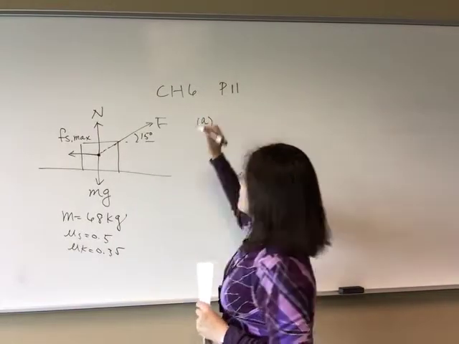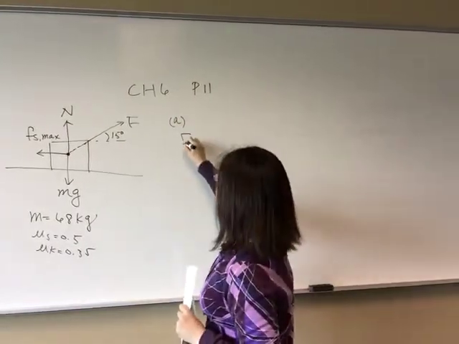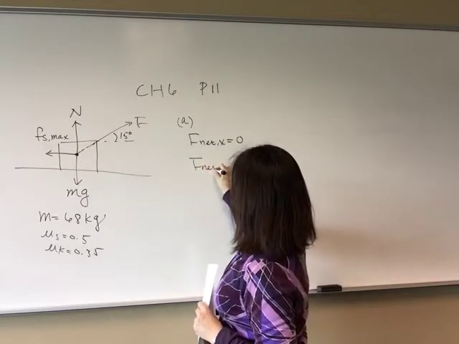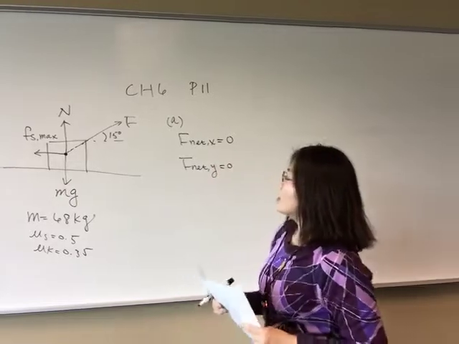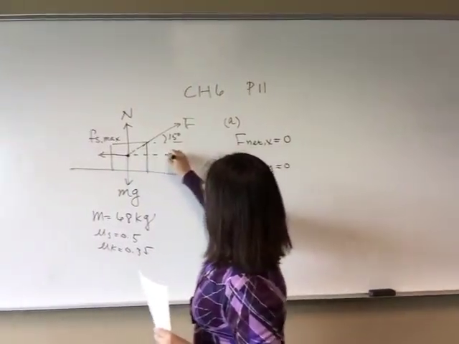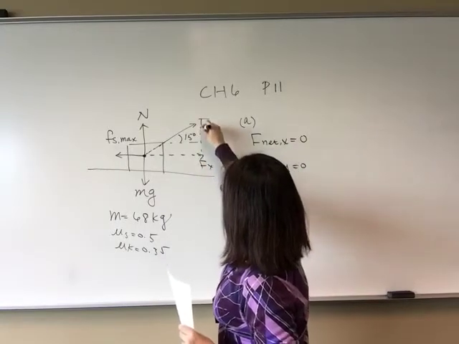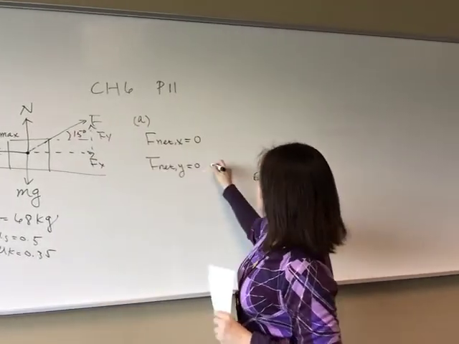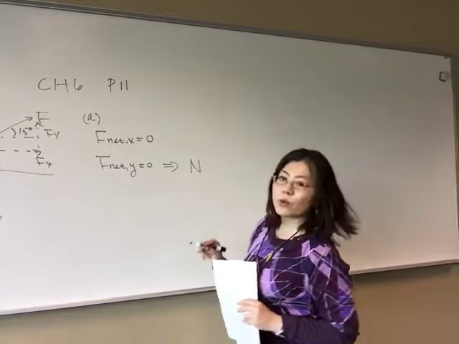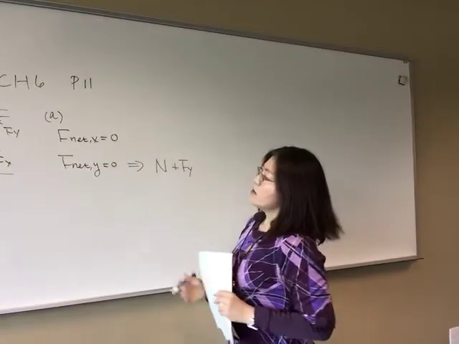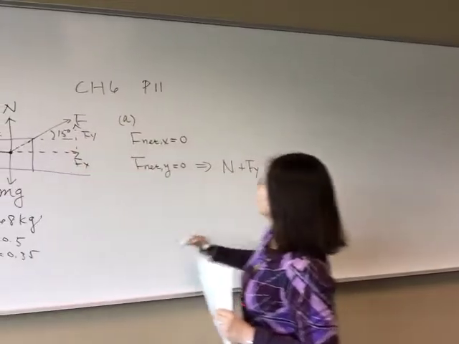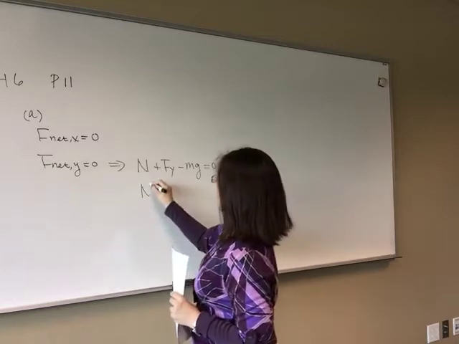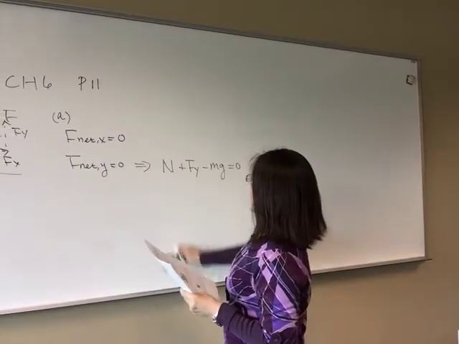So part A, when the whole thing is not moving, the net force in the horizontal direction has to be 0, and the net force in the y direction has to be 0. Now let's resolve this vector. This force has two components: this is your Fx, and this is your Fy. Fy points upward, so you have the normal force upward, plus the y component Fy, minus mg, and the whole thing will balance each other. So this is how you find your normal force.